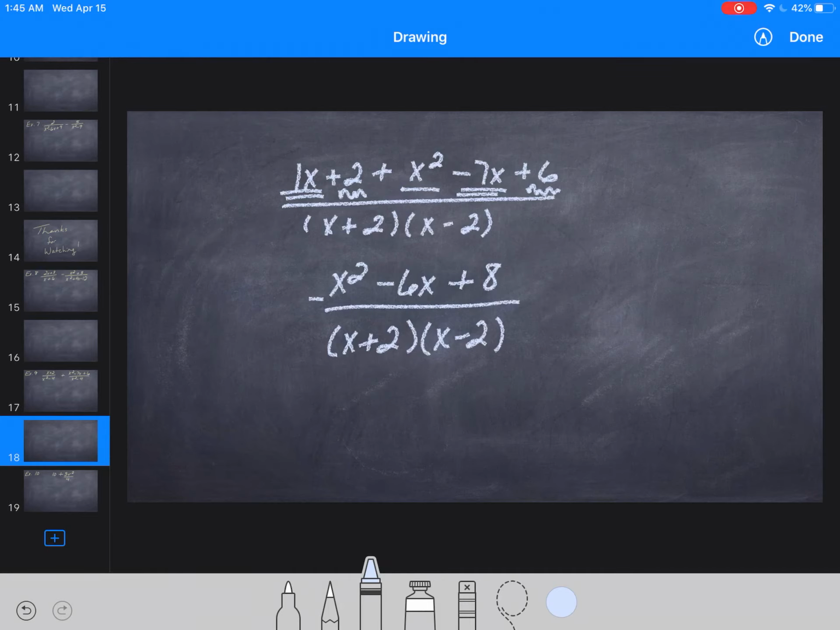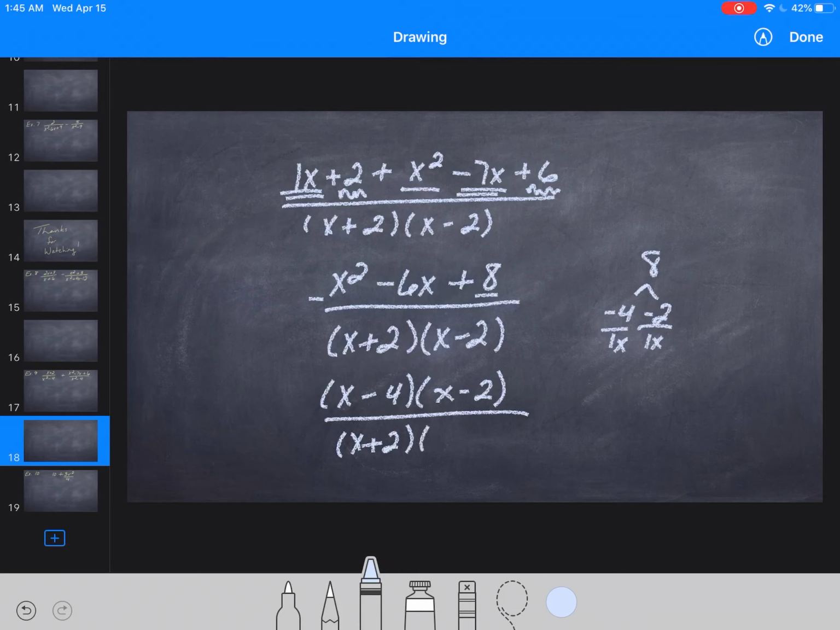I can factor my numerator using the MIFTERM method. I'm going to multiply my leading coefficient and my last term. I get an 8. I need two numbers that will multiply to give me 8, but add to give me that negative 6. I can use a negative 4 and a negative 2. I'm going to divide by my leading coefficient of 1. Those don't reduce, so I can put my x's in my denominators, and I get the factors x minus 4, x minus 2, all over x plus 2, x minus 2.